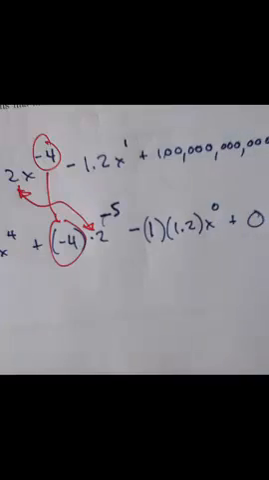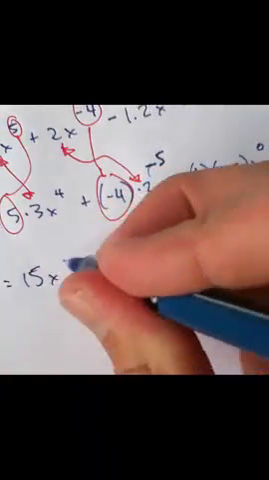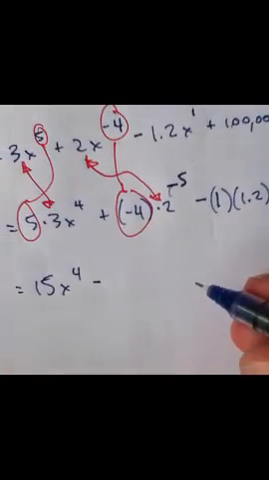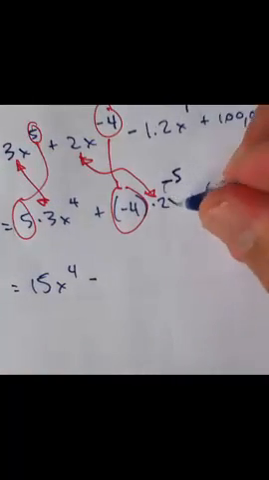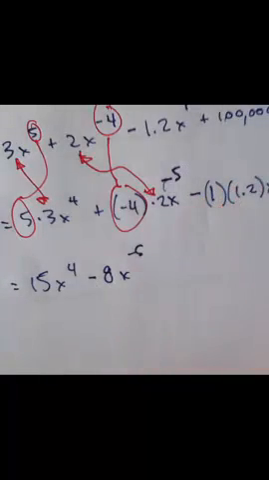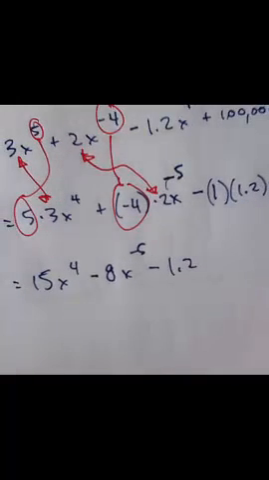So what does all this stuff come out to be? This will be 15, because 3 times 5 is 15, x to the 4th, minus, oops, I'm missing an x over here, isn't it? Minus 8 x to the negative 5th, and then minus 1 times 1.2 is 1.2. x to the 0 is just 1, and there you have it. That's it. So that power rule you can apply term by term in polynomials.